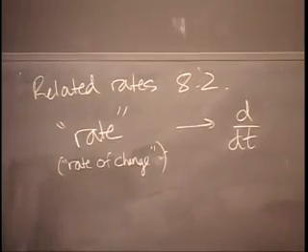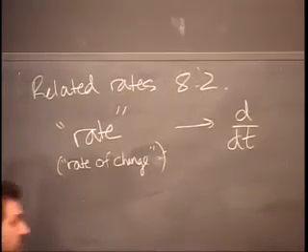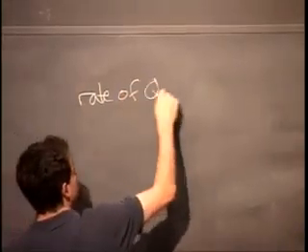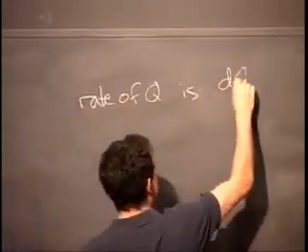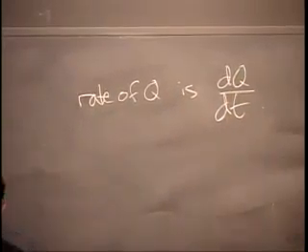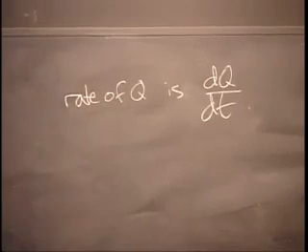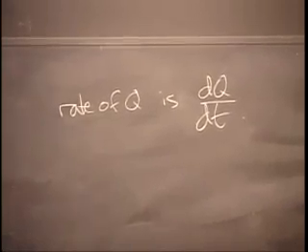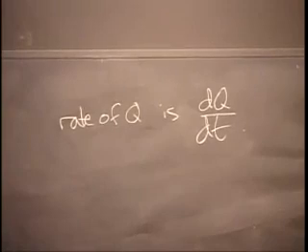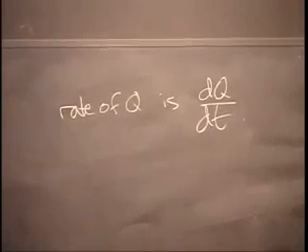Okay, so this means if you have a quantity Q, the rate of change of Q, or the rate of Q for short, is dQ/dt. Now no one is going to tell this to you. The problem will say, what is the rate of so-and-so? It is up to you to remember that rate is d/dt. So drum that into your brain. Rate, d/dt.